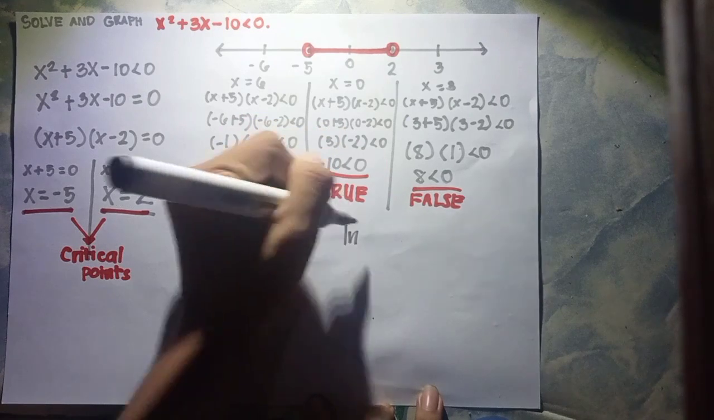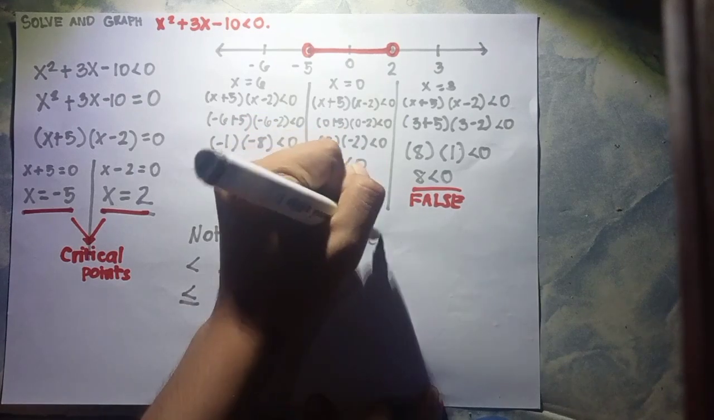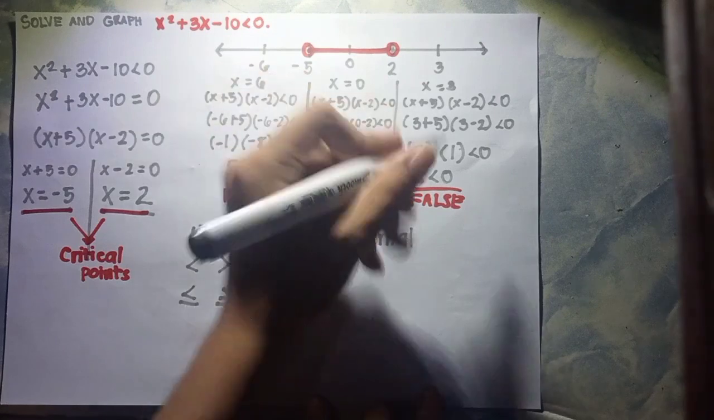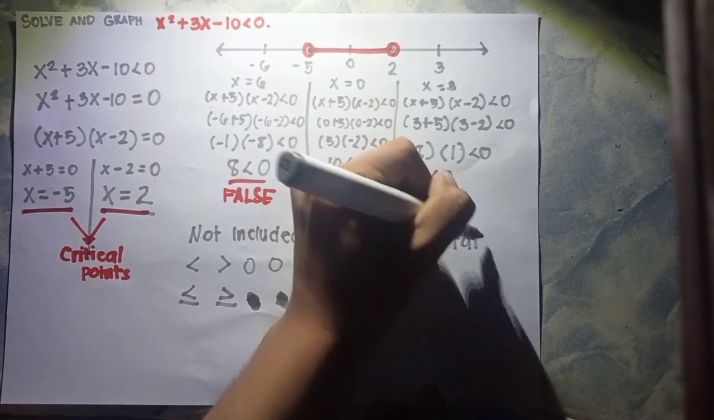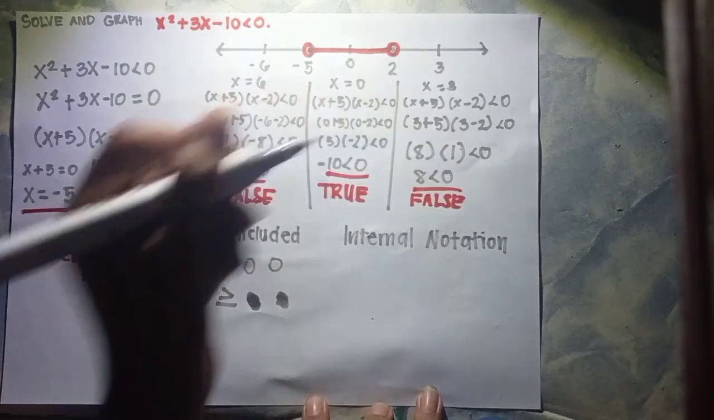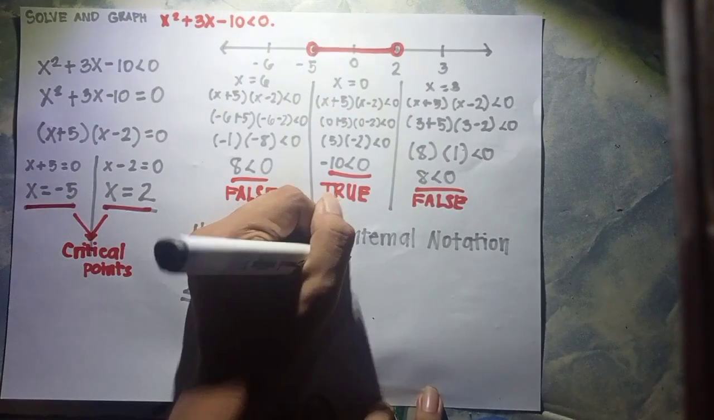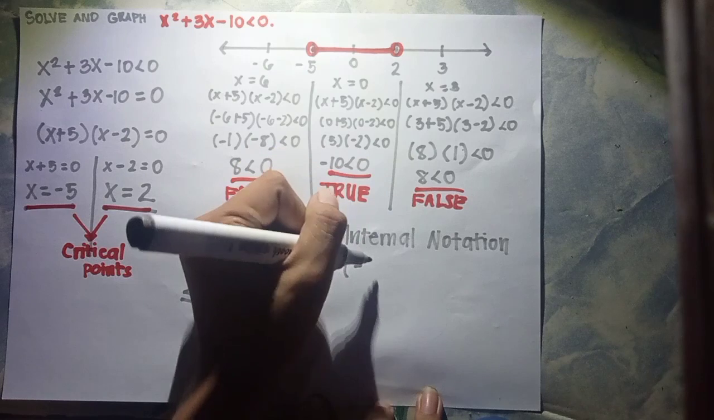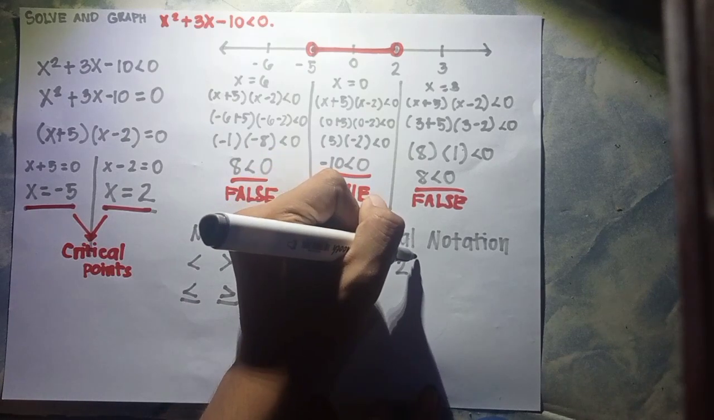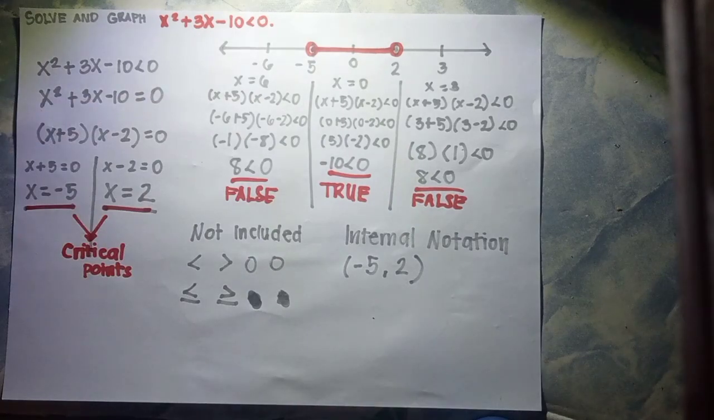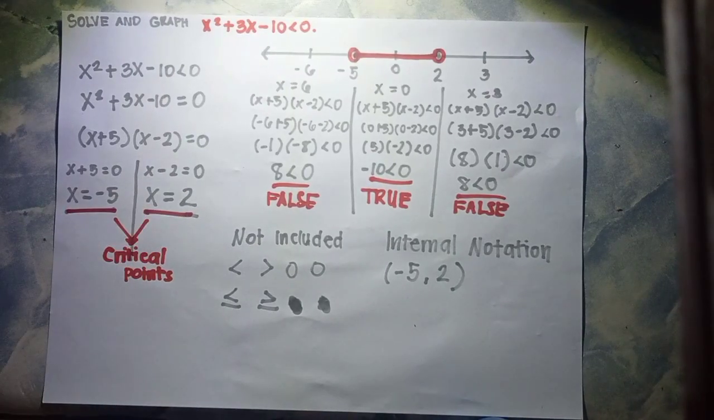For the interval notation, since we're using the open circle, we are going to use the parenthesis. And now we're going to put the negative 5 and the positive 2 and then parenthesis. Now this is our interval notation for our graph.